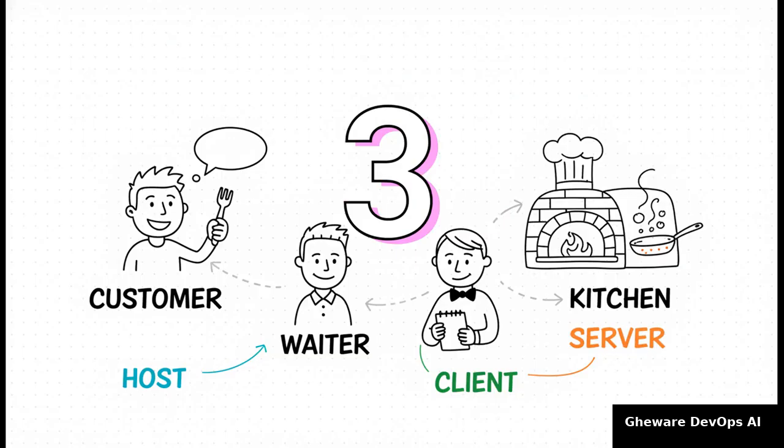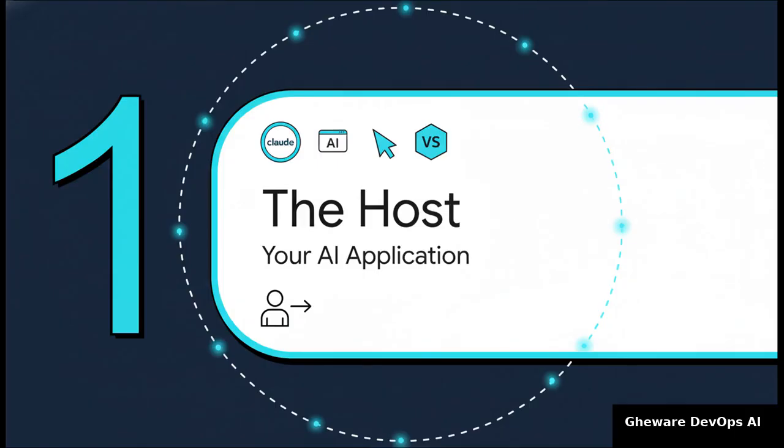That's it, three. Now, to make this all really click, we're going to use a super simple analogy. A restaurant. Just picture it. You've got a customer who wants food, a waiter who takes the order, and a kitchen that cooks it up. Keep that picture in your head as we go through each part. All right, let's dive in and meet our first participant, the host.